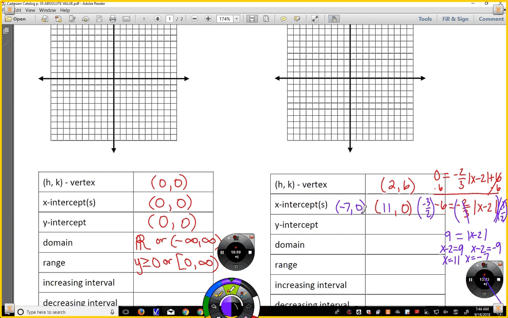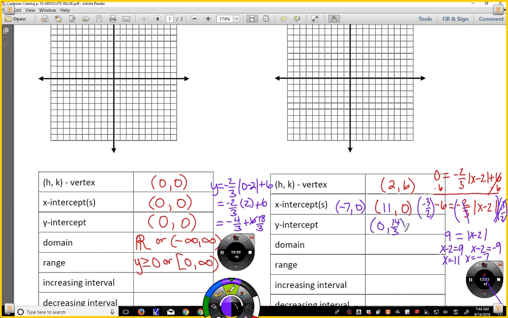All right, y-intercept's a bit easier, right? We just get to plug in 0 for x, so a little bit less work. So for the y-intercept, when I plug in 0 for x, I'm going to have y equals negative 2/3 absolute value of 0 minus 2, and then plus 6. So 0 minus 2 is negative 2, but the absolute value of that is positive 2. So this is really negative 2/3 times a positive 2 plus 6. So this is negative 4/3 plus 6. 6 is like 18/3. And so that gives us 14/3. Okay. So my y-intercept is that.